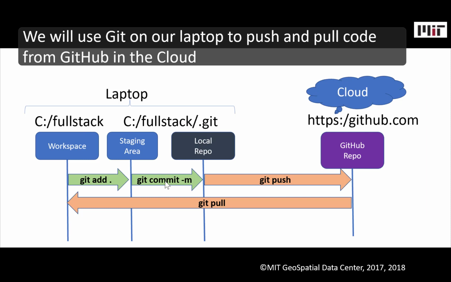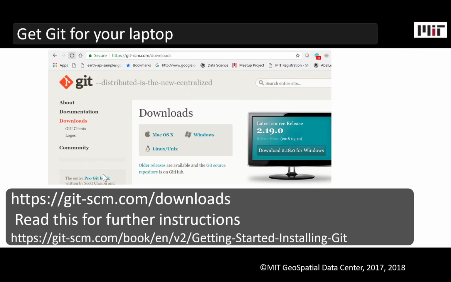And first, let's take a look. We need the tools to be able to manipulate GitHub, if you like, on our laptop, and we call those tools git. So let's see where we get those. First we're going to download Git for the laptop. And if you go to this site, it's got it for Mac, Windows, and Linux. So go there, and if you need further instructions, go to this other link.